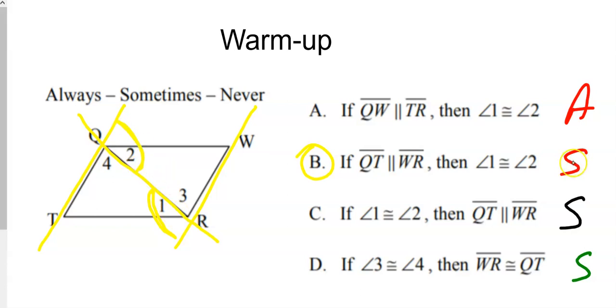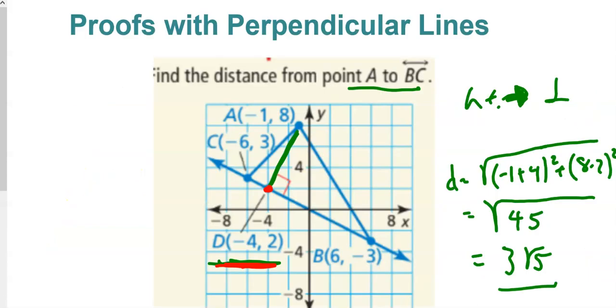So the answer isn't never here. It's just not enough information. That's why with an always, sometimes, never, that would be sometimes, because we couldn't prove that 1 is congruent to 2. We need more information. If they force you to say true or false, the answer is definitely false. And that's really what's going on with parts C and D as well. So those answers are sometimes, not never. And again, if it's true or false, they would be false.